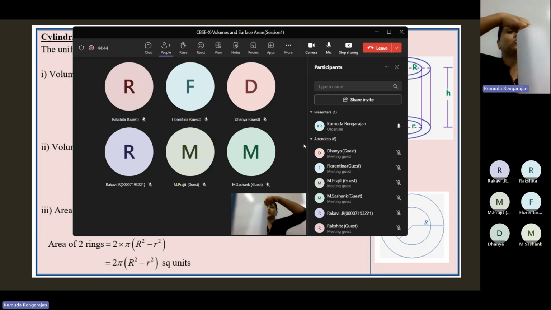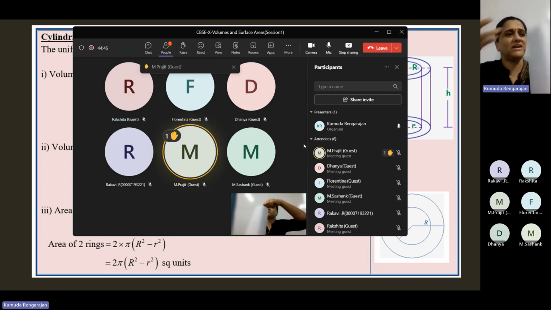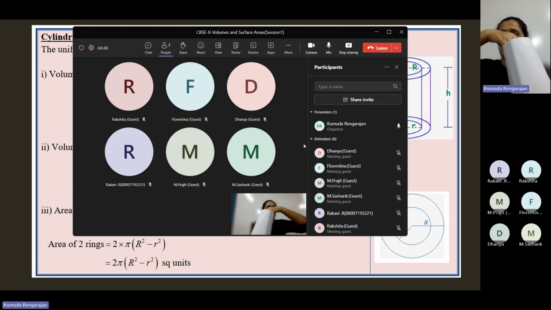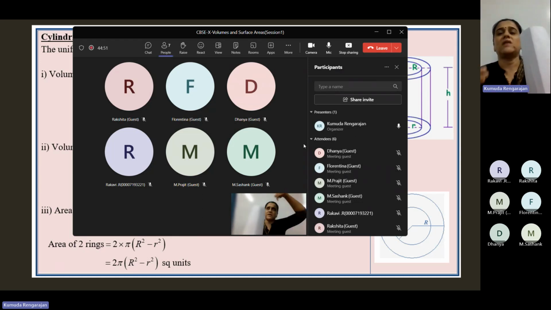This is cylindrical. When you paint inside here, the CSA, what is the shape like? It is cylindrical. And what is the formula to find the CSA of a cylinder? 2 pi r h. So for inner CSA, use small r. For outer CSA, use capital R. CSA of a cylinder is 2 pi r h.